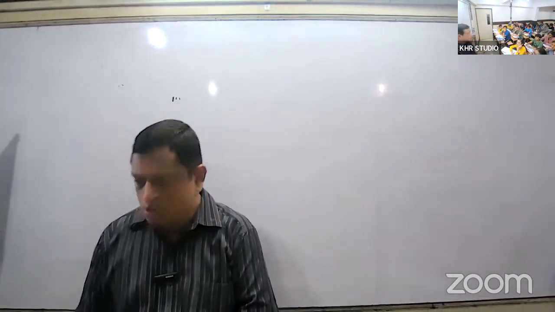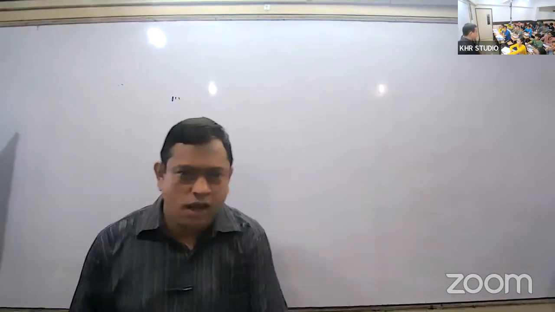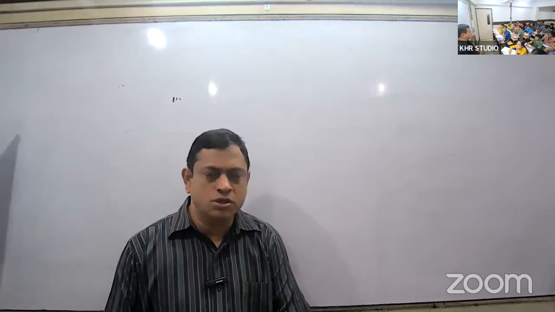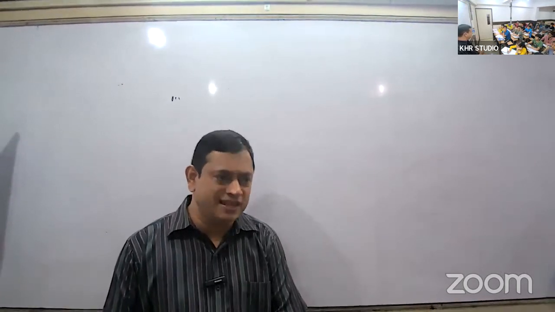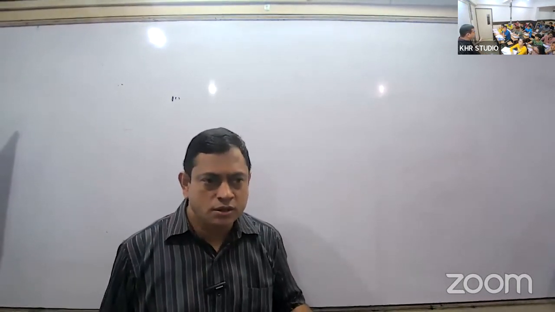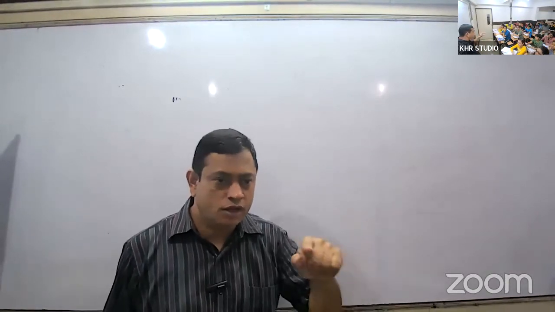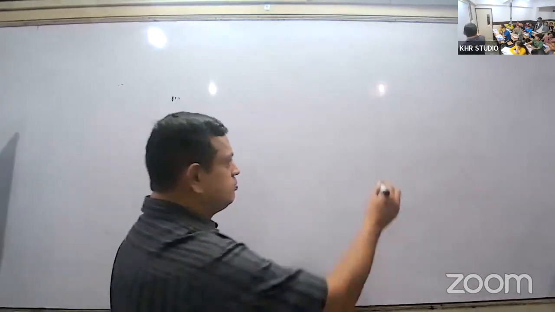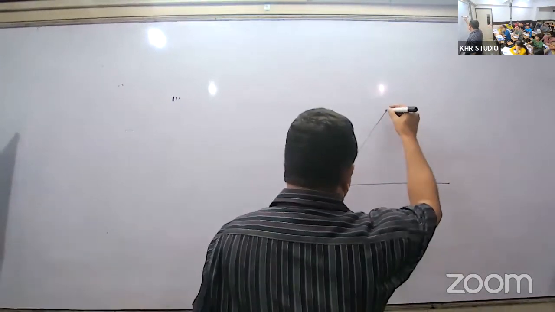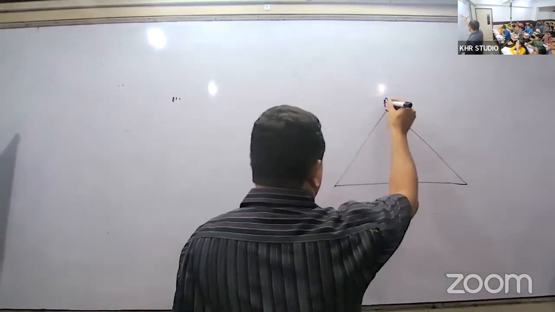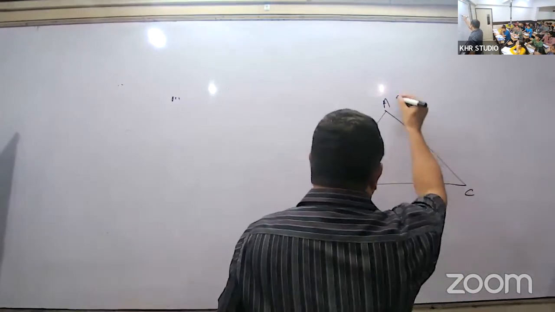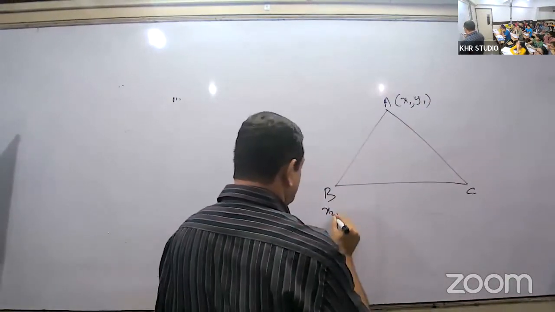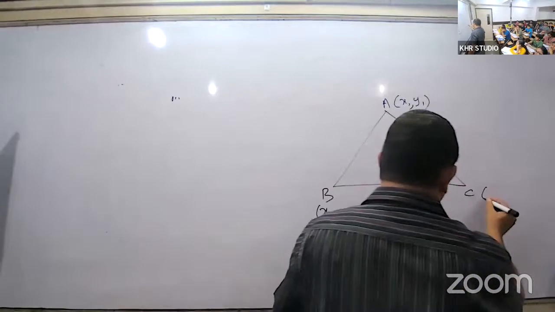First time you are hearing. Listen, all of you. I repeat once again: centroid of a triangle means the point of intersection of the medians. You know what I mean by median? Yes, Archit: line segment joining a vertex to the midpoint. Sit down. Let's say triangle ABC. Vertex A is x1, y1, B is x2, y2, C is x3, y3.